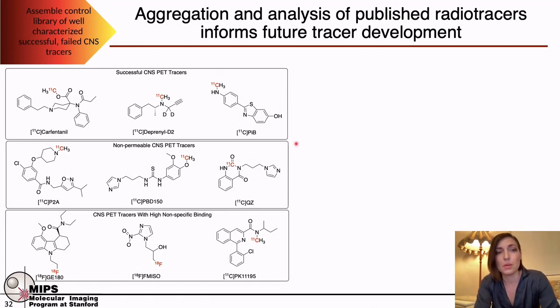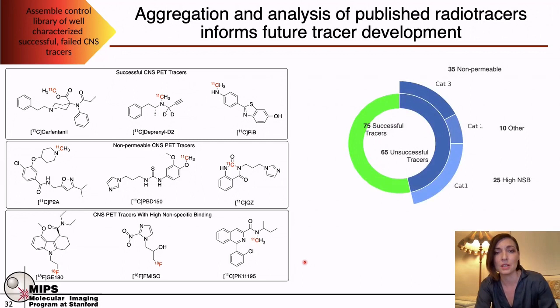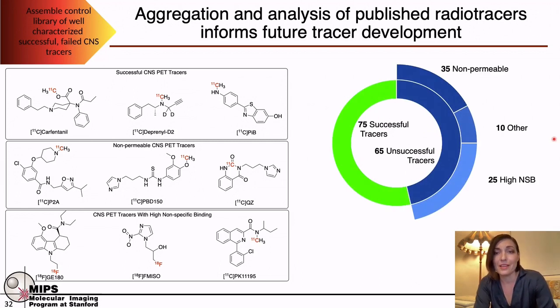So here I'm showing you parts of the library of molecules that we put together. We collected a number of positive controls and negative controls. In fact, in our library we have the most positives and negatives that anyone has compiled so far for PET tracers. 75 positive controls, all verified in humans to be successful tracers. We took a lot of care to include diverse negatives: non-permeable molecules, molecules that are high non-specific binders, and ones that are substrates for PGP, so they're actively pumped out of the brain.